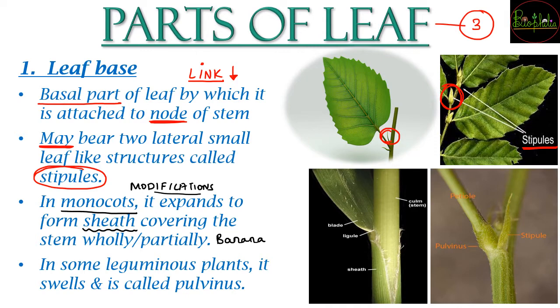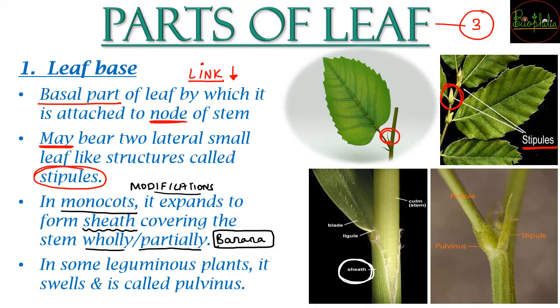So the leaf base of the banana plant is actually going to cover the stem. The leaf base can completely cover it, or it can partially cover the stem. So if you get a chance to visit a banana farm and see those particular plants, then it might be much more helpful to understand how this sheath is actually going to cover, and that sheath is nothing but going to be the leaf base modification.